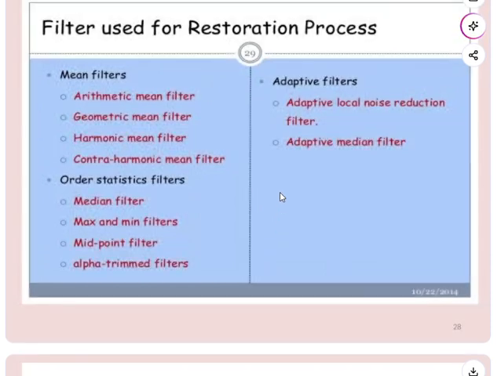And filters are mainly used for restoration. There are further classifications of the filter. The first one is the mean filter. It is further classified into arithmetic mean, geometric mean, harmonic mean, and contraharmonic mean filter. And the order statistic filter is divided into median filter, max and min filter, midpoint filter, alpha trimmed filter, and adaptive filter. Adaptive filters are classified as local noise reduction filter and adaptive median filter.